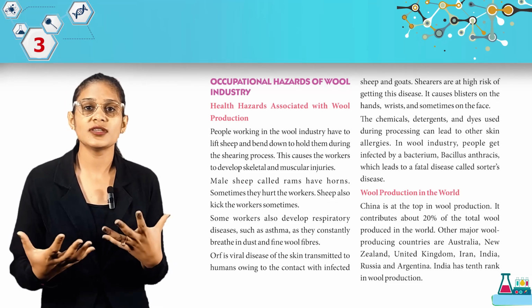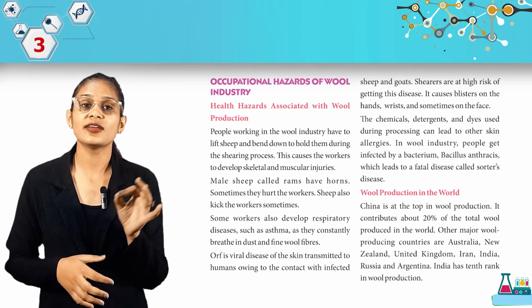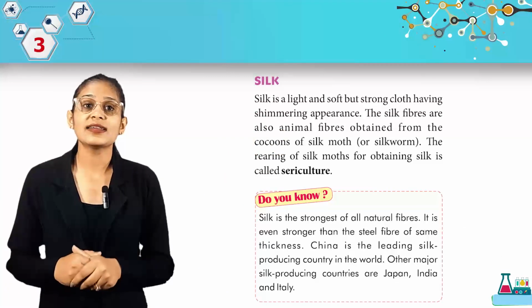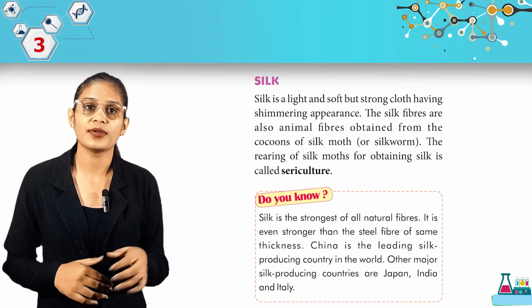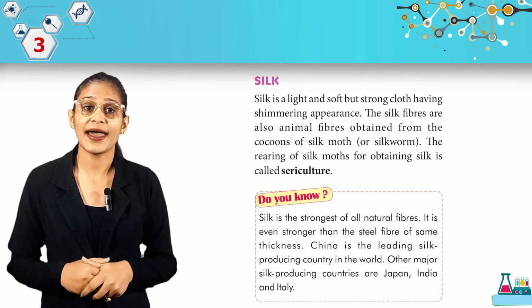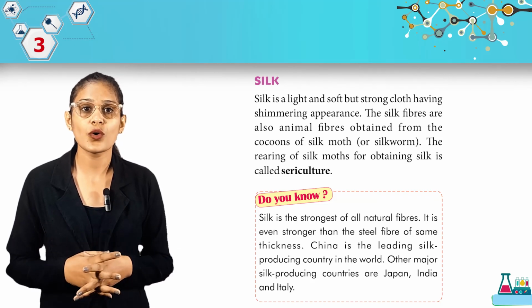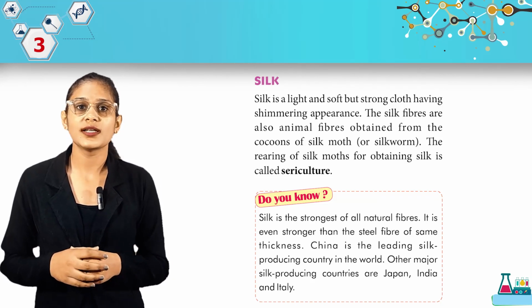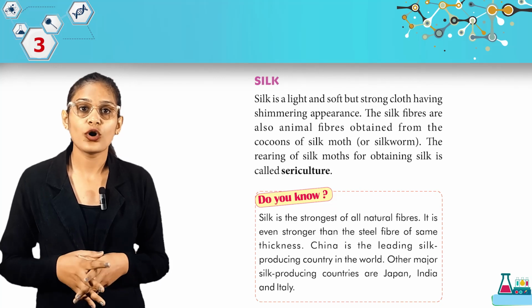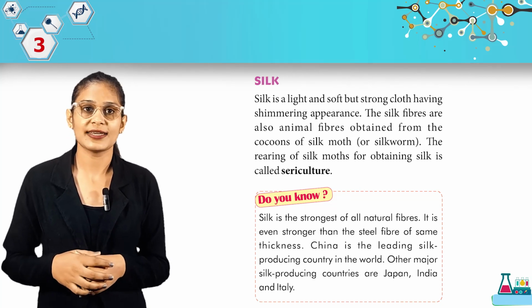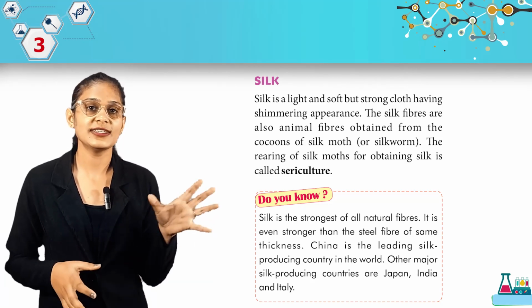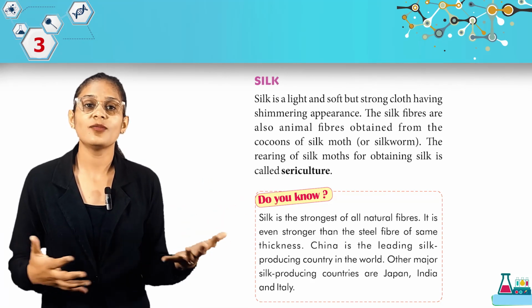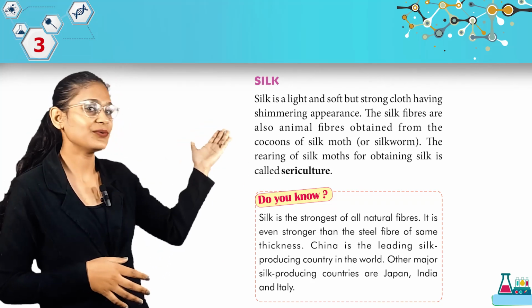So students, these are some countries which produce wool, and which is the leading country? China. Here we have silk. Silk is a light and soft but strong cloth having a shimmering appearance. The silk fibers are also animal fibers obtained from the cocoons of silk moth or silkworm. The rearing of silk moths for obtaining silk is called sericulture. So students, what do we call the whole process of obtaining silk? Sericulture. And you all know where we get silk from? From the silkworm.